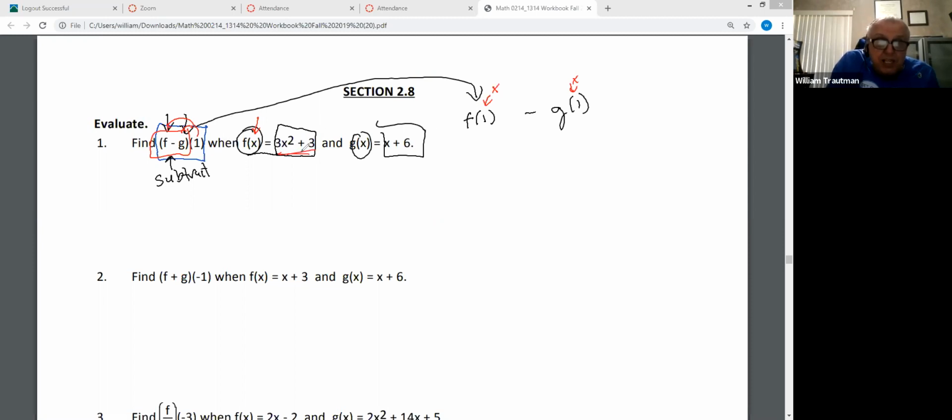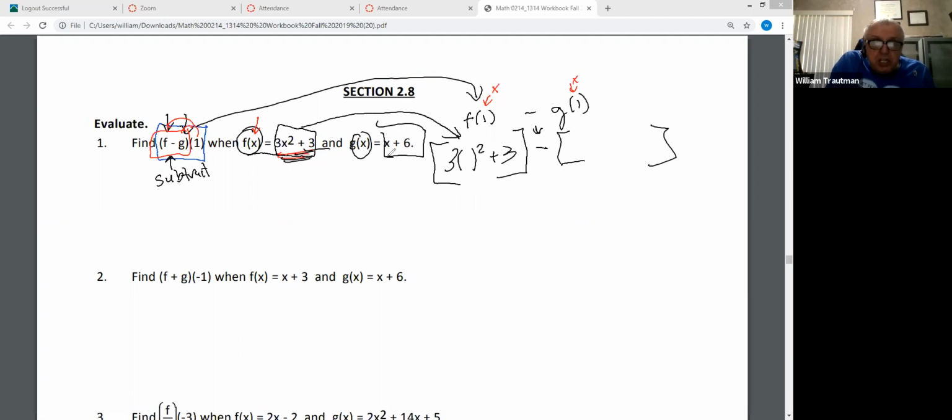So function f is right here, and I'm going to write it as f is 3x squared plus 3. I'm going to put the whole function f in a big bracket because you have to do all that function f work. Then we're going to subtract, and we're going to do function g stuff. g is x plus 6. Everywhere there's an x, I put a parentheses. We're putting 1 into the x spot for each, and then we're going to do the math.